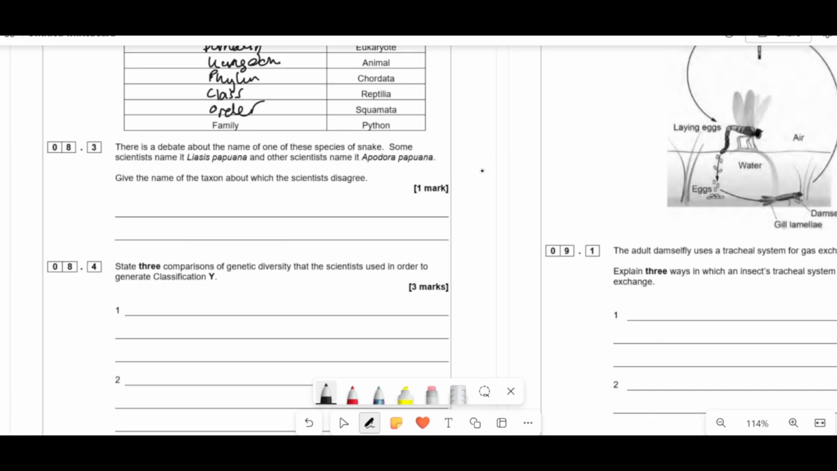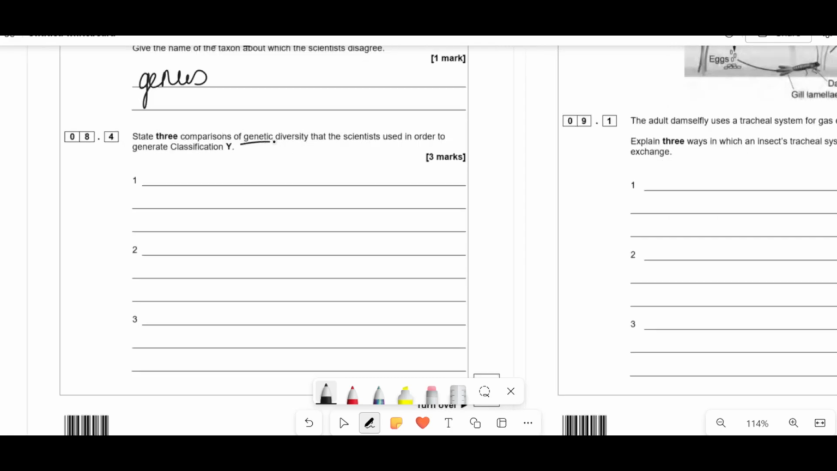So there is a debate about the name of one of these species. Some people say it should be this, Papuana, or this, Papuana. The way we write this is we always do genus and species. So the bit that they're disagreeing on is the genus. We usually use the binomial nomenclature for this, which means binomial, 2 named, or 2 thinged. So here, genus, species, that's how we write things. Like humans is Homo sapiens. Homo, genus, sapiens, species.